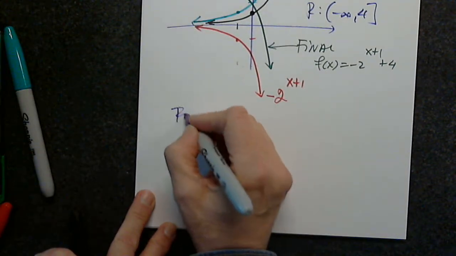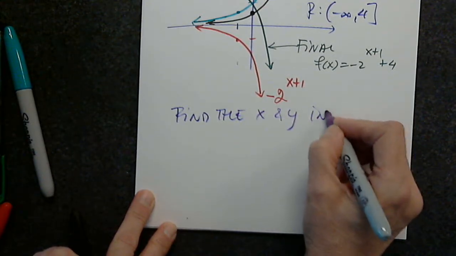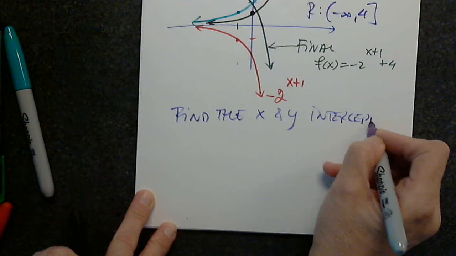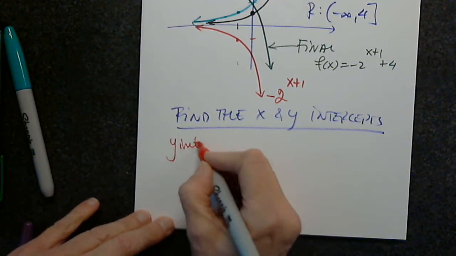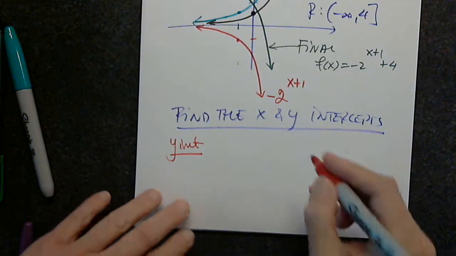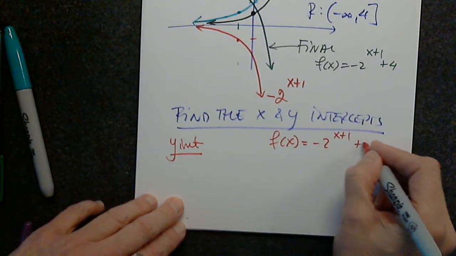Now let's find the X and Y-intercepts. When we use transformations, we don't really care. We just want to have a rough graph. But now, in addition to that, let's find the X and Y-intercepts. And let's try the Y-intercept first. So let me just rewrite the function here: negative 2 raised to x plus 1, plus 4.